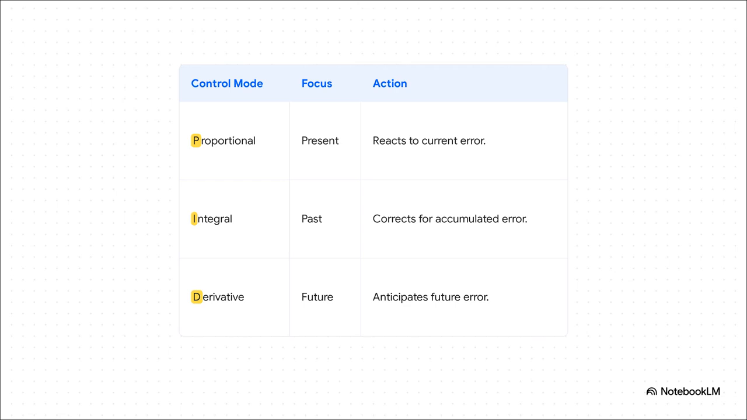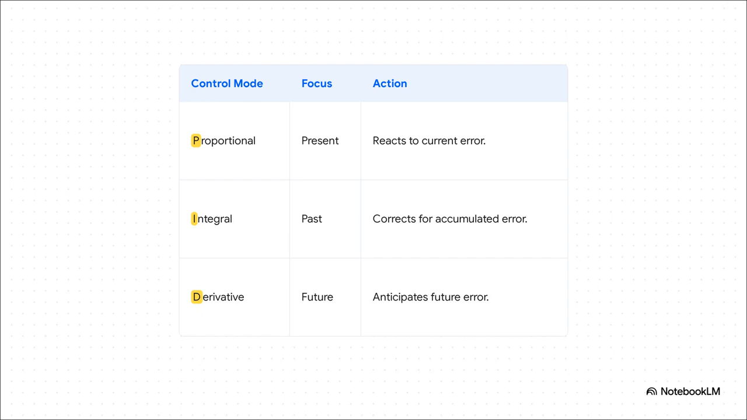The P for proportional looks at the present. It asks, how big is the error right now? And reacts proportionally. The bigger the error, the bigger the push. The I for integral looks at the past. It adds up all the past errors and says, hey, this error has been hanging around for a while. I need to push even harder to get rid of it for good.